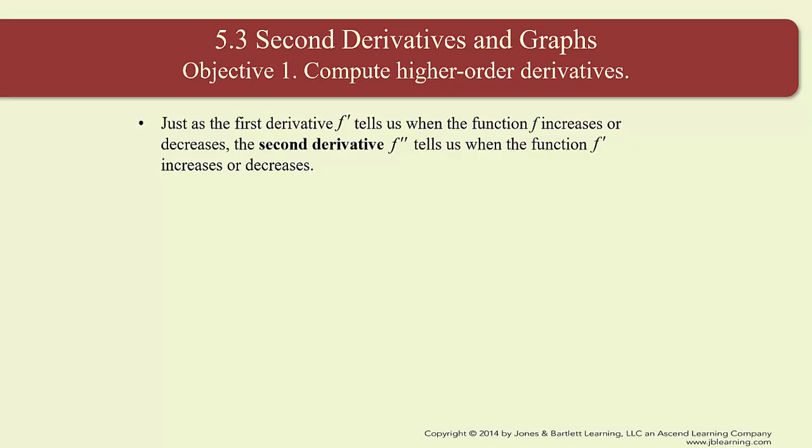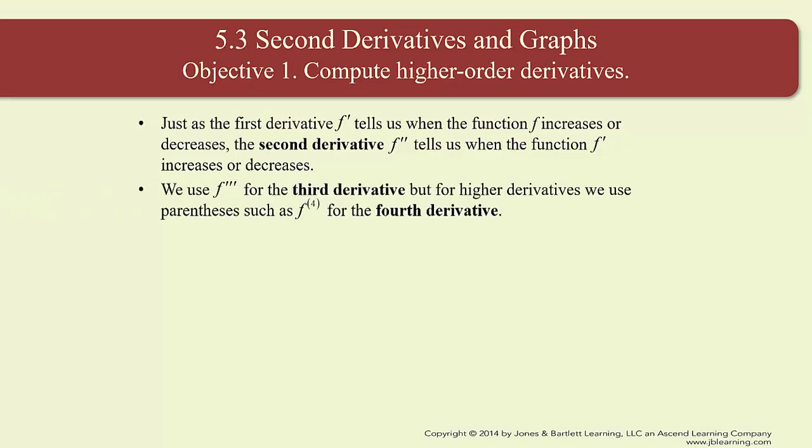It's the exact same relationship that exists between f prime and f. The exact same relationship exists between f double prime and f prime. Now we use that notation, which is read f triple prime, to represent the third derivative. But if you want to get higher derivatives, such as the fourth derivative, you put the numbers in parentheses.